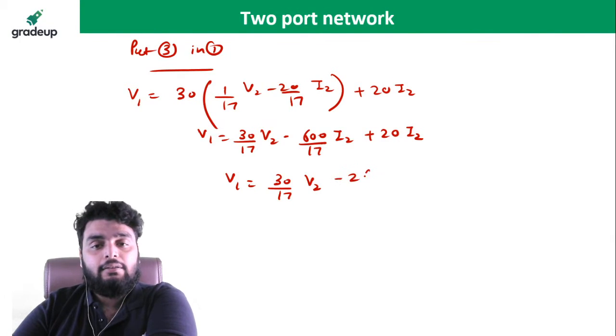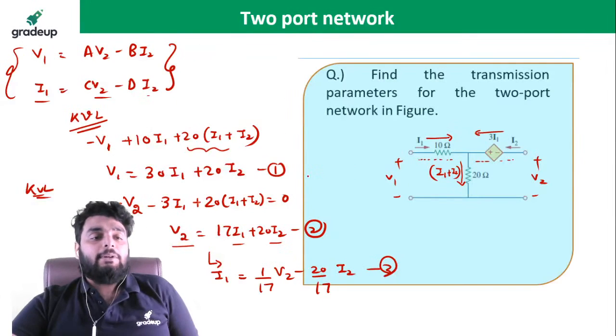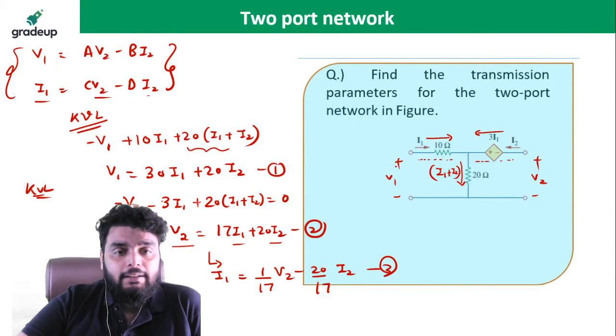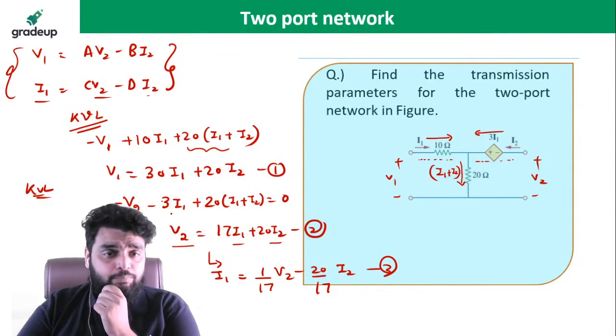260 minus 260 divided by 17 I2. Okay, let me check once more. Let me check the calculation once more very quickly. So minus V1 plus 10 times of I1 plus 20 times of I1 plus I2. Correct. Second equation is minus V2 minus 3 times of I1 plus 20 times of I1 plus I2. Correct. So it will be how much? V2 is equal to 20 I1 minus 3 I1, 17 I1 plus 20 I2.